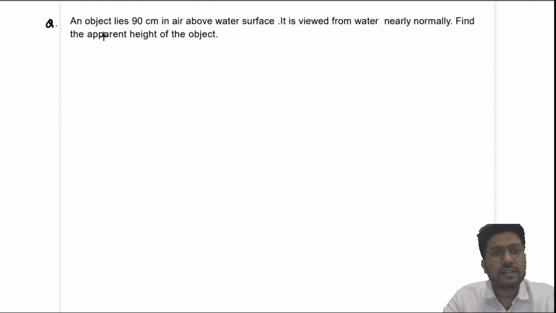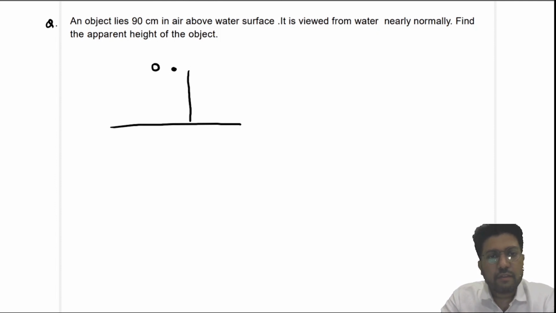In this question, it is given that an object lies 90 centimeter in air above the water surface. So this is the object which is above the water surface, 90 centimeter above the water surface. That means this is 1 and this is 4 by 3. It is viewed near normally. From here we are looking, this is the viewing position. And find the apparent height of the object.